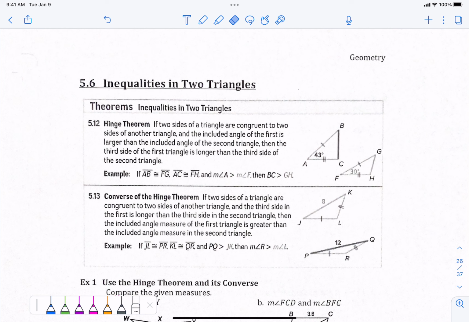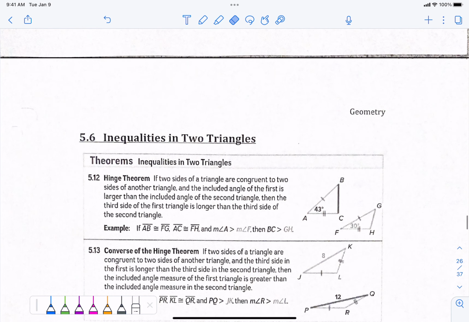I'm going to write at the top of this page kind of what this concept is about, or what 5-6 is about. We're talking about inequalities. The main topic here is something called the hinge theorem.